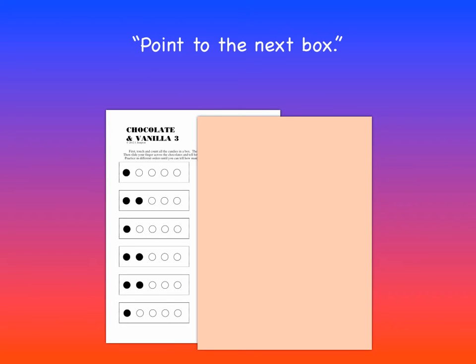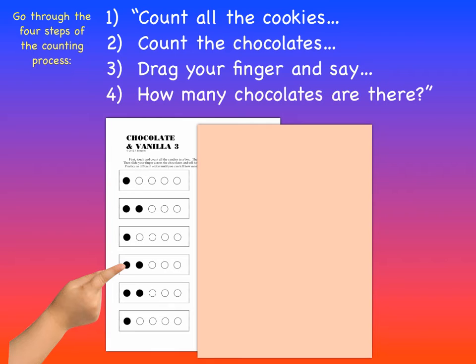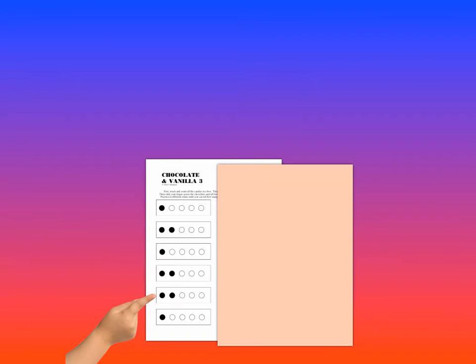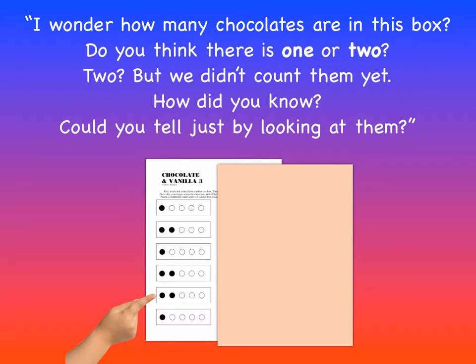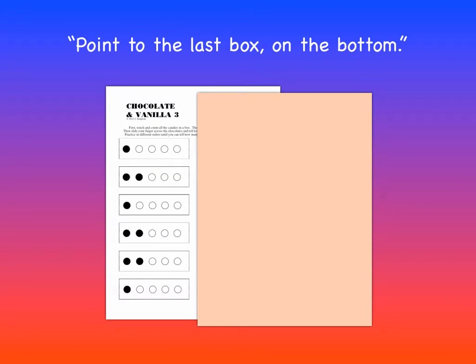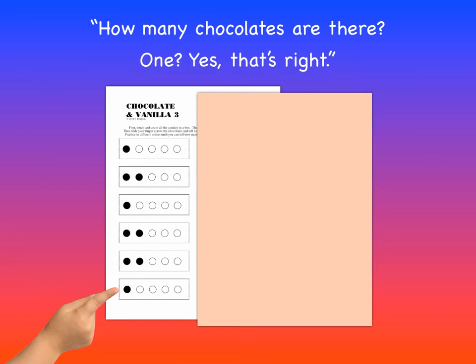Point to the next box, everybody. Go through the 4 steps of the counting process. First, they count all the cookies, then count the chocolates, then drag their finger and say, and then how many chocolates are there? Point to the next box. I wonder how many chocolates are in this box. Do you think there's 1 or 2? 2? But we didn't count them yet. How did you know? Could you tell just by looking at them? Point to the last box on the bottom. How many chocolates are there? 1. 1? Yeah, that's right.